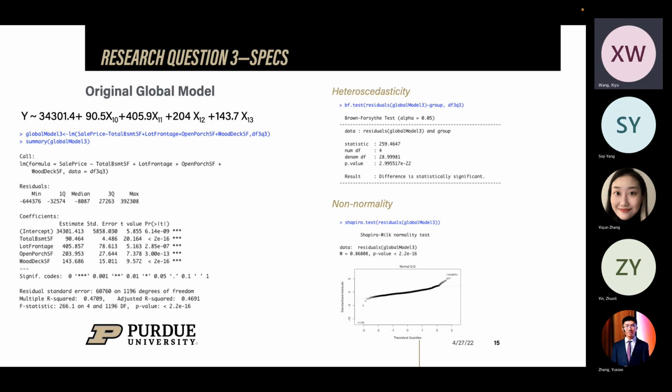Then I did diagnostics, including the Brown-Forsythe test, Shapiro test, residual against ID, VIF, hat matrix, studentized residuals, deleted residuals, and Cook's distance, but we didn't paste all the results here. By checking the R output and graphs, we can see the violation of assumptions about constant variance and normal distribution. So next page, please.